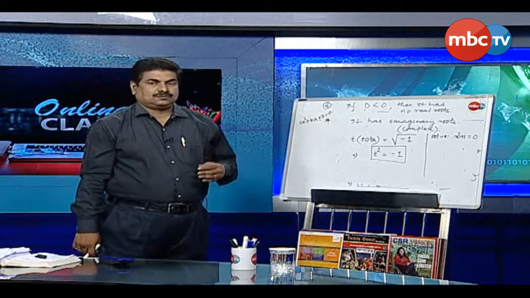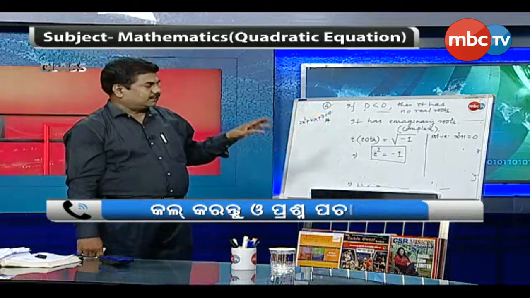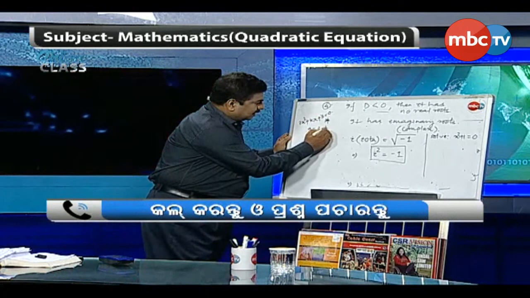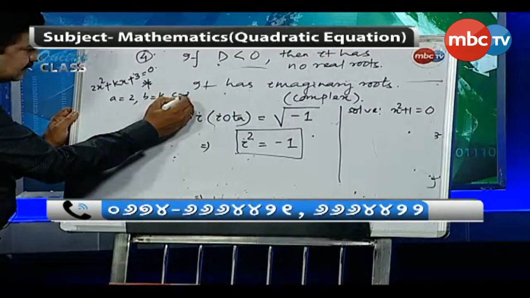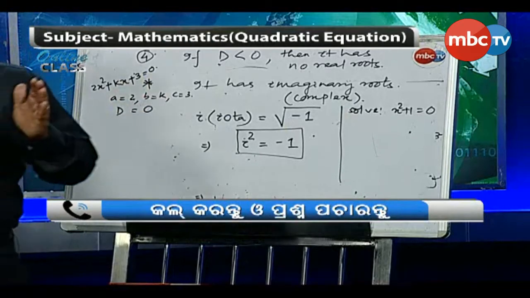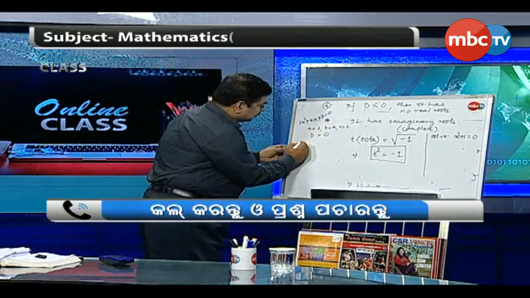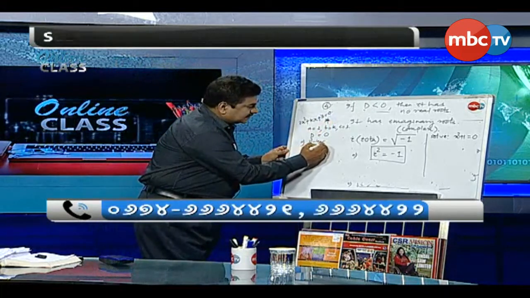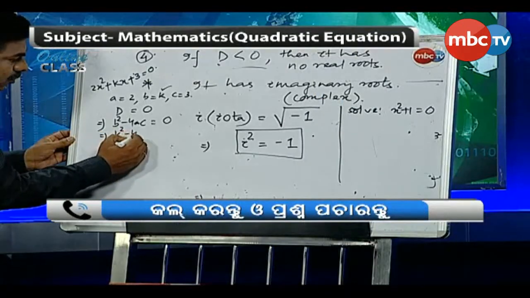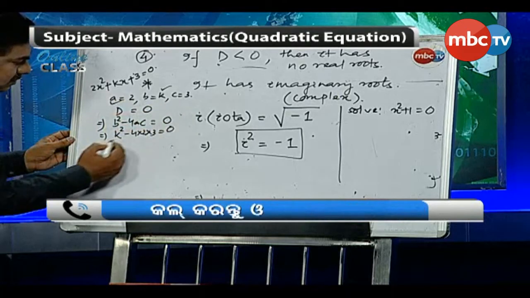Okay, so the question: if 2x square plus kx plus 3 equal to 0 has equal roots, that means here you see dear, a equal to 2 and b equal to k and c equal to 3 dear. If it has equal roots, then D is equal to 0 dear. Therefore, we know that b square minus 4ac is equal to 0. Here the value of b is k, square, 4 into 2, a is equal to 2 and c equal to 3, this equal to 0.